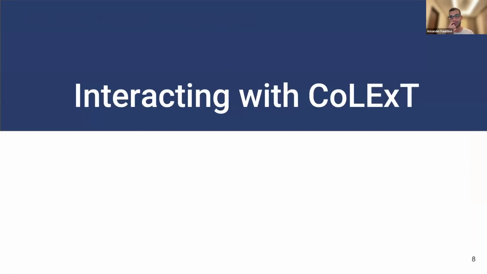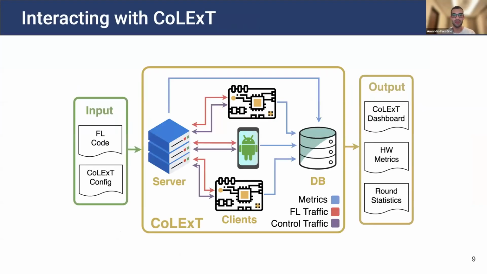Okay, so now we saw the devices. Now we're going to walk through how you can actually interact with Collext as a user. Okay, so here's a quick overview of the interaction process. The green part shows the input that the user needs to provide, and the yellow part represents everything that is automated after that. So Collext will take care of this.